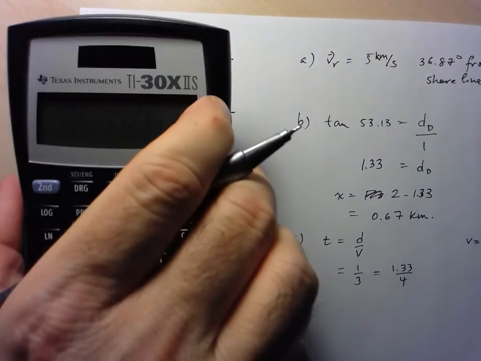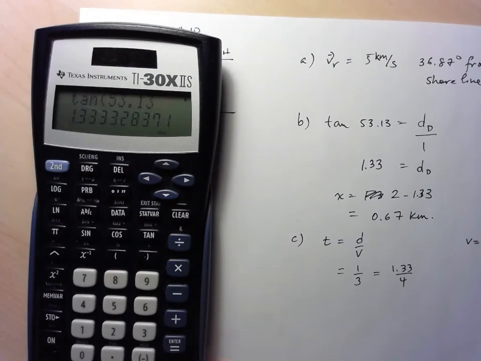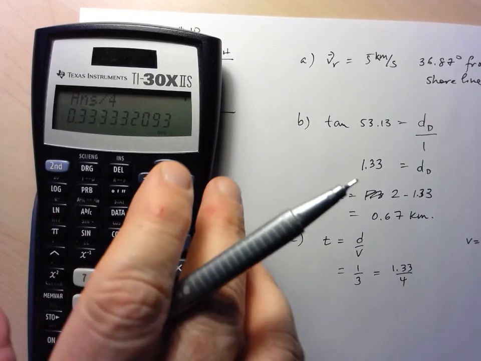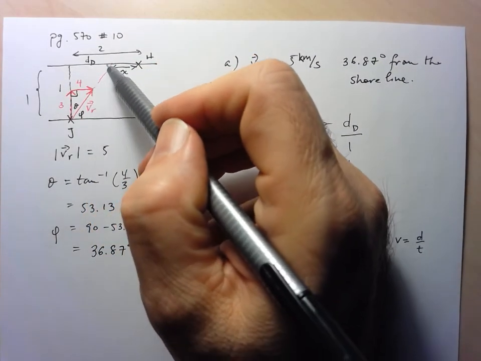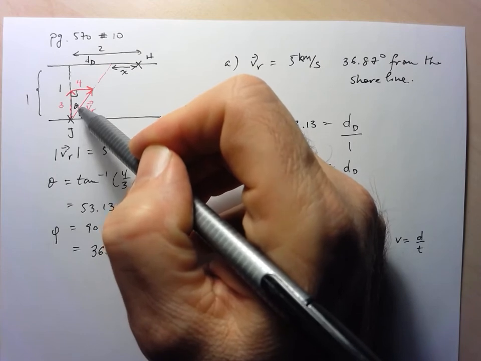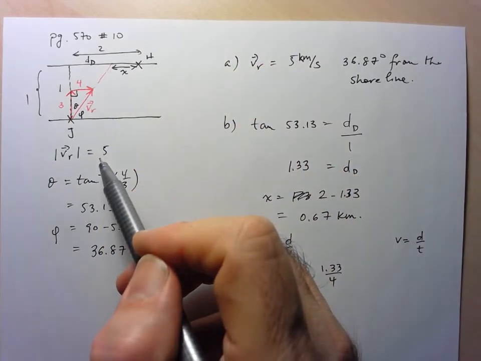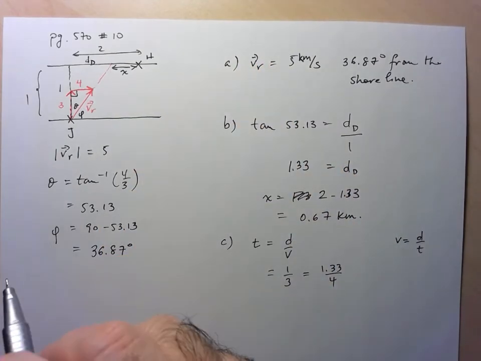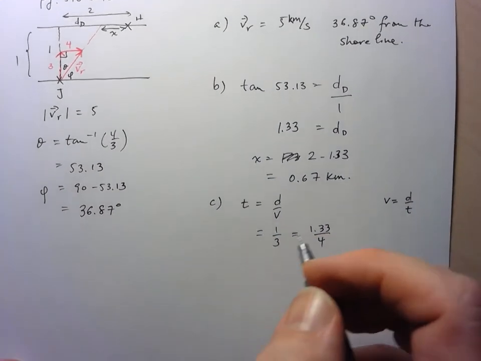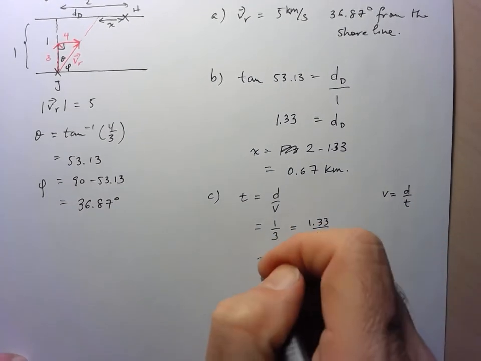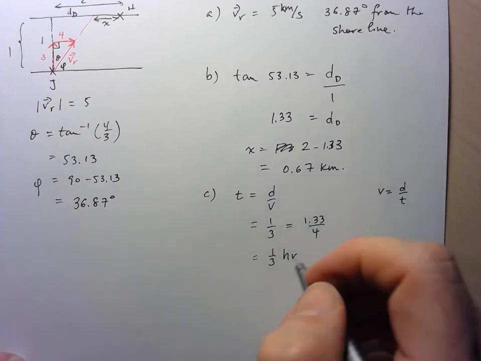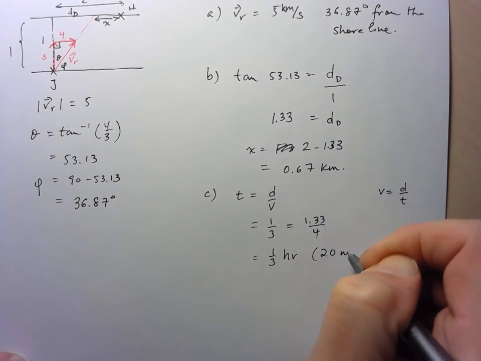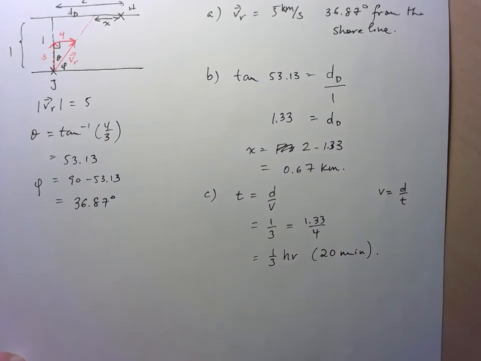Well, lo and behold, guess what that gives us? 1.33 divided by 4 gives us the exact same answer, 1/3. Or I could have also calculated this distance here and then divided that by the speed, which is 5. Any one of these would work, but in the end, it's equal to 1/3 of an hour, or 20 minutes. If we want to put it in minutes, a little more reasonable there.